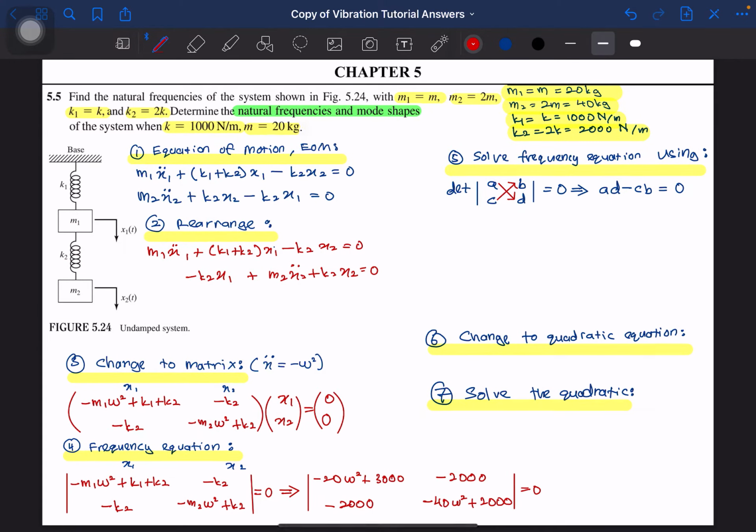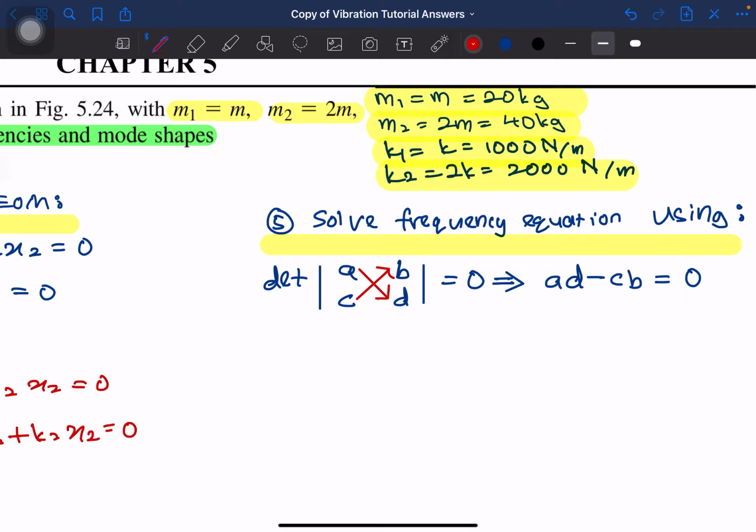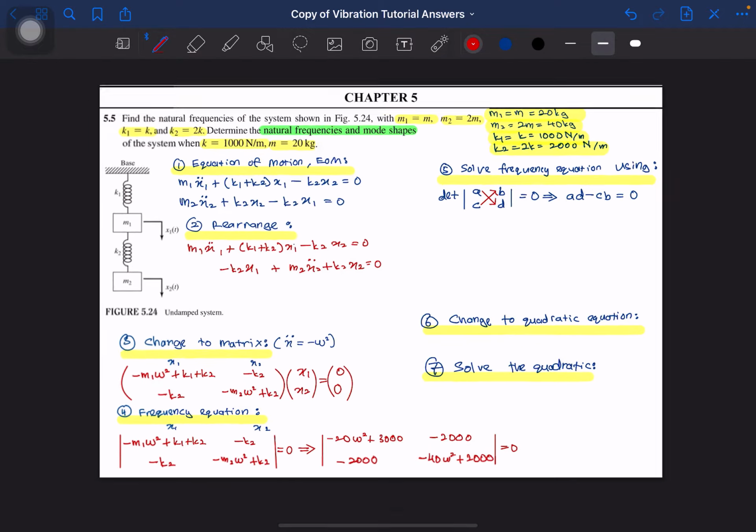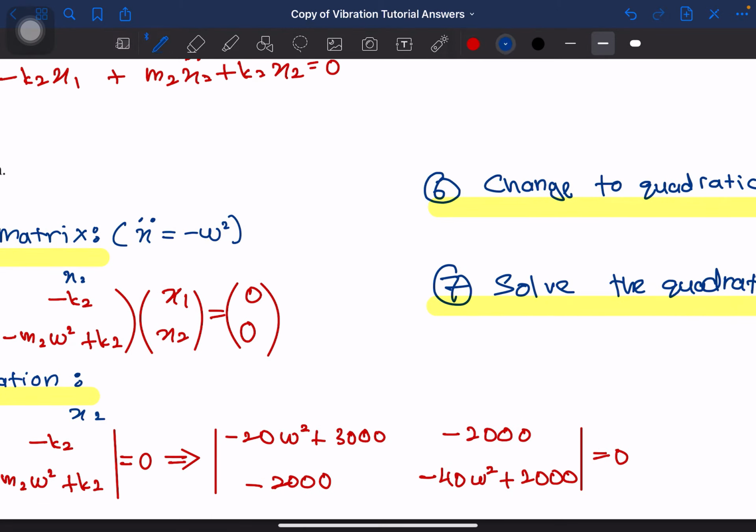Now since we've already done that, we've already done the frequency equation. Now we are going to solve the frequency equation using determinant. As you can see, I've already laid out the formula for you. For example, you have a determinant of 2 by 2 equals to 0. So how are you going to solve this? Cross multiply, so you get AD minus CB equals to 0. That's how you do it. So for this part over here, how are we going to solve it? This times this, minus negative 2000 times negative 2000.